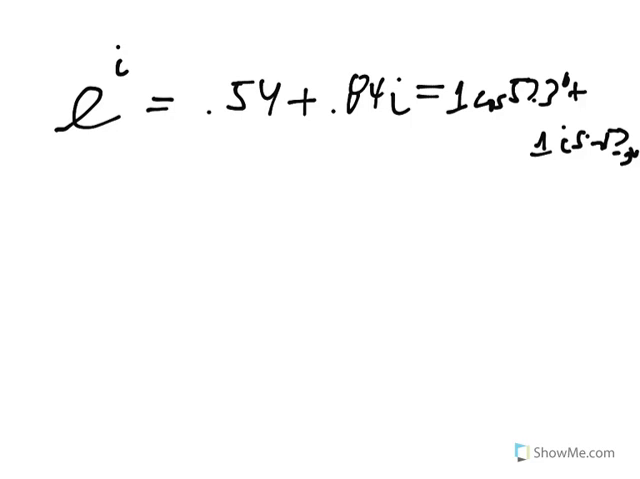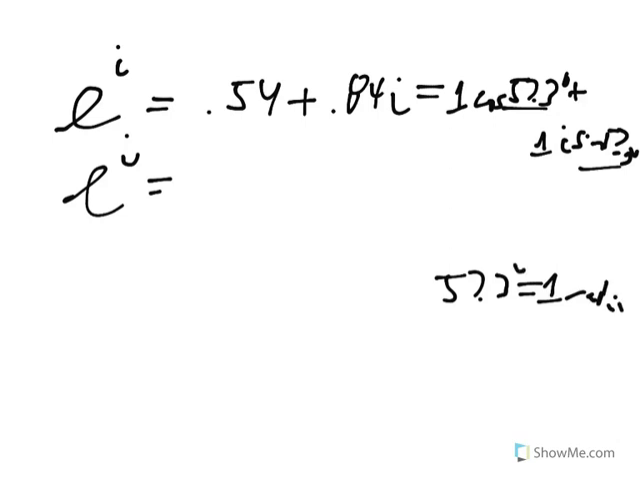Is there anything special about 57.3 degrees? Why don't you think about that? You can pause and think about that. Okay, welcome back. Well, 57.3 degrees is equal to 1 radian. So e to the i is actually 1 cosine 1, that's in radians, no degree sign, plus 1 i sine 1.